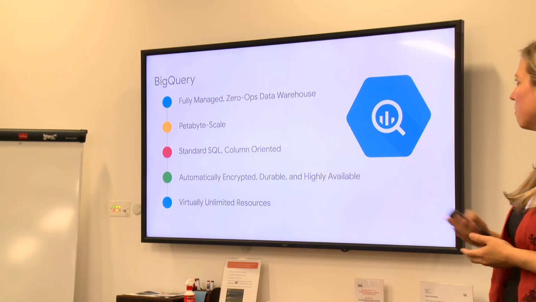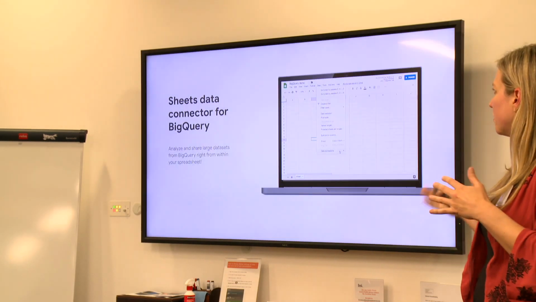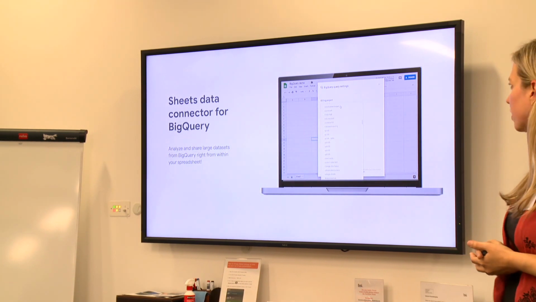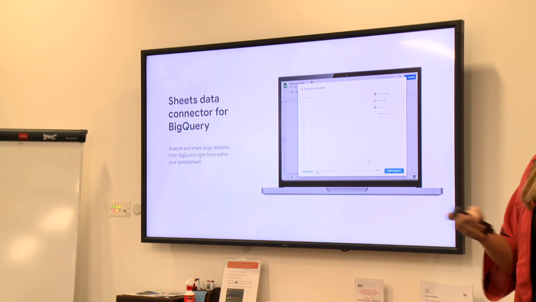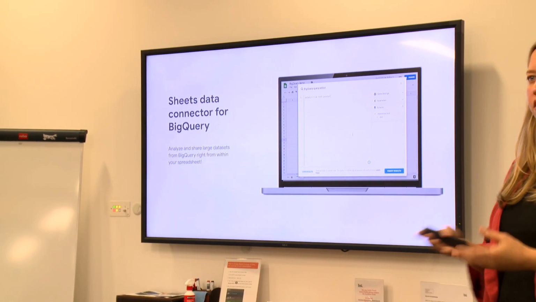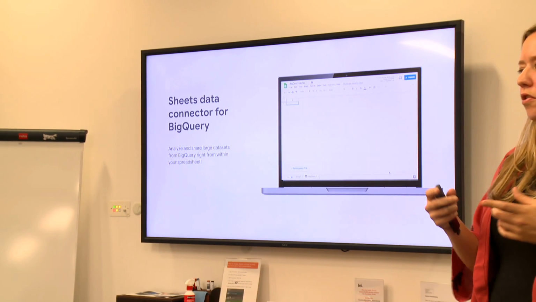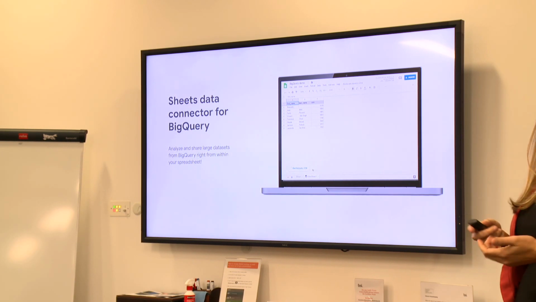You can use standard SQL with BigQuery, but what's awesome is the new data connector for BigQuery, and this is getting better and better. It basically allows you to query data in BigQuery automatically from Google Sheets. So an editor window pops up, and you can write a SQL query, and then it will sync that data into a tab of your Google Sheet.